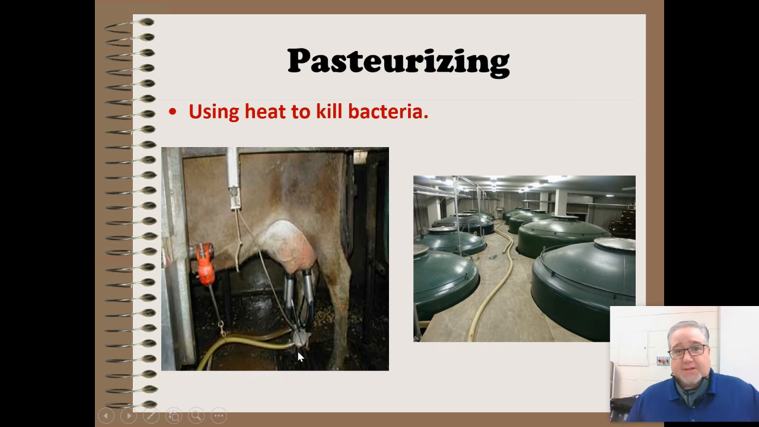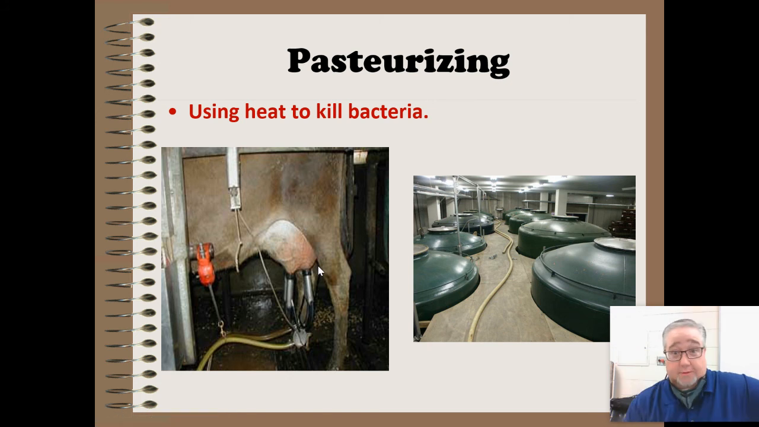Pasteurizing. Pasteurizing is using heat to kill bacteria. A great example is milk production. This is basically how we get milk from a cow, right? It's not like they just take that milk, put it right into a gallon jug and ship it off to the grocery store. They have to pasteurize this milk first.